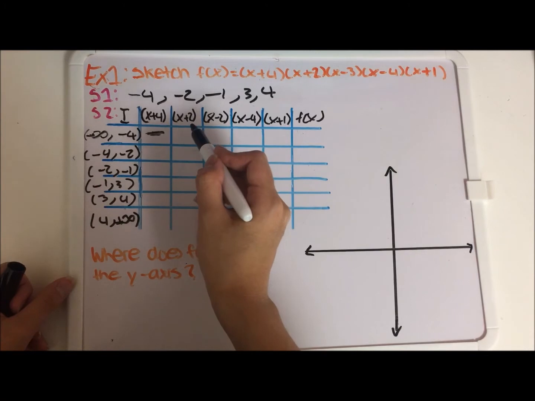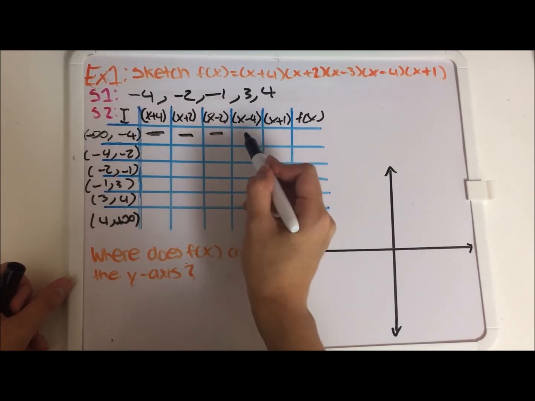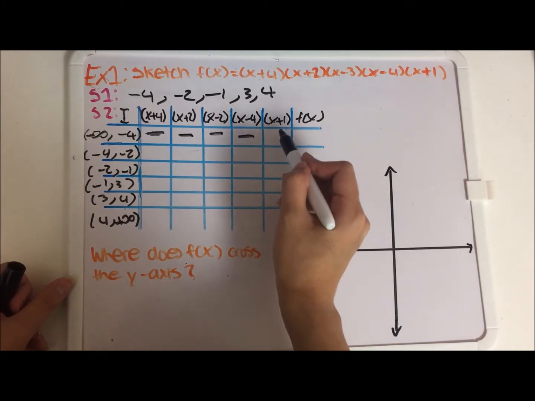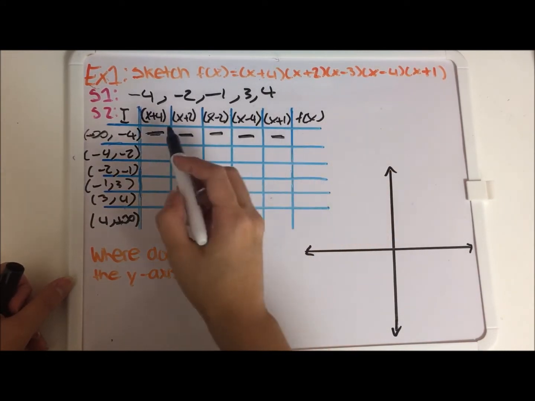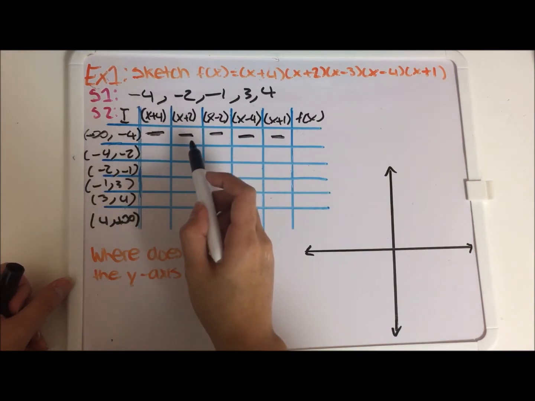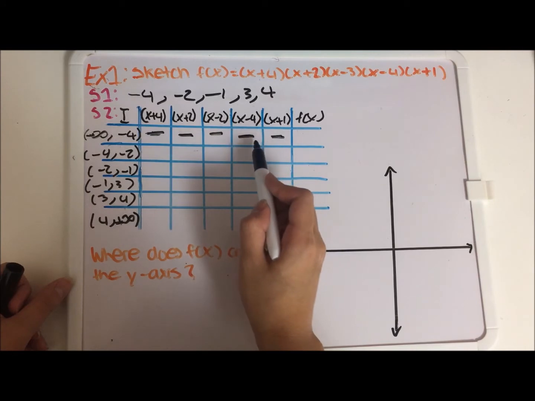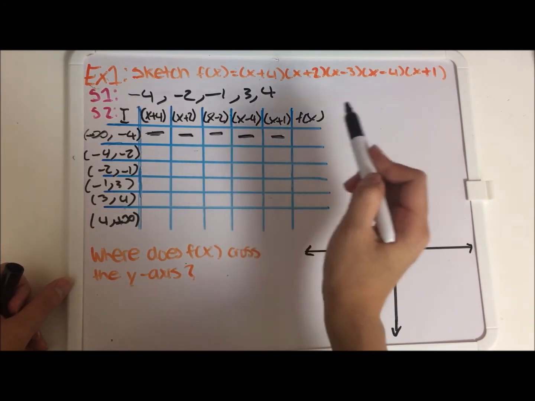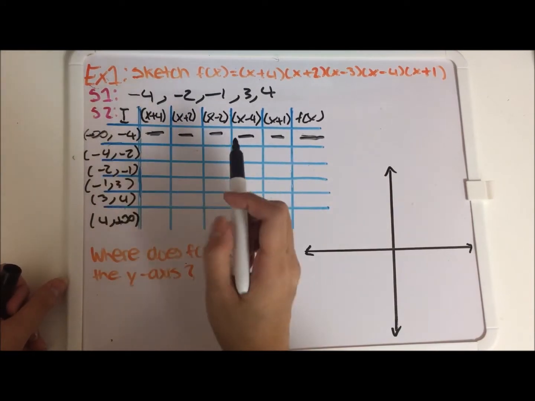-7 plus 2 gives you -5. -7 minus 2 gives you negative. -7 minus 4 is negative. -7 plus 1 also gives you negative. So since there are three negatives, a negative makes a positive. Positive multiplied by a negative gives you a negative. Negative and a negative gives you positive. Positive times negative gives you negative. So the overall function in this interval is negative.